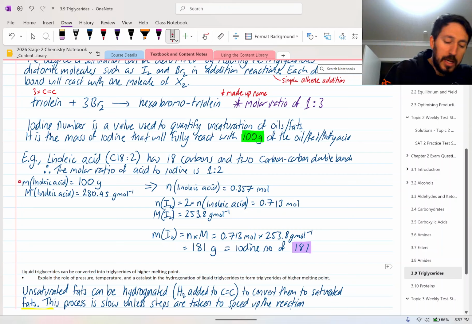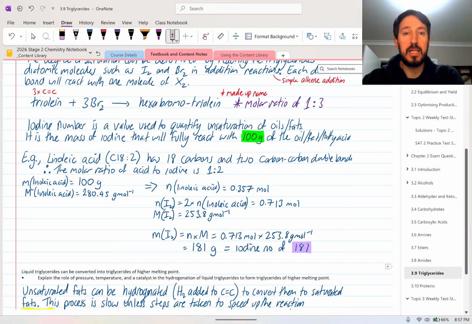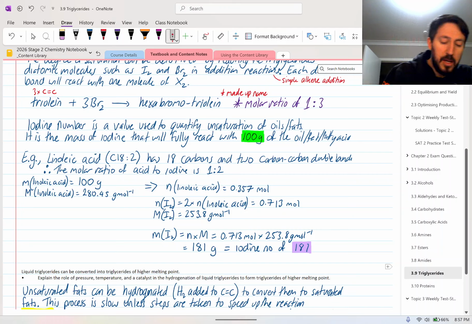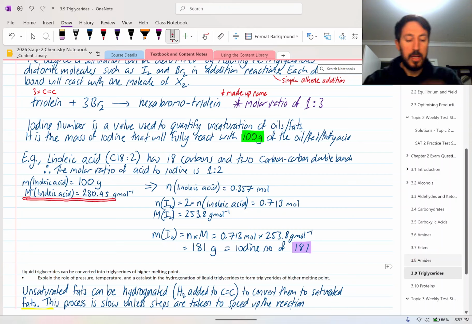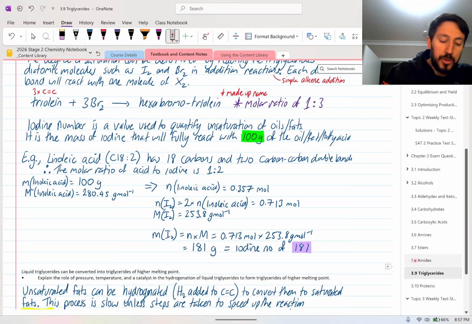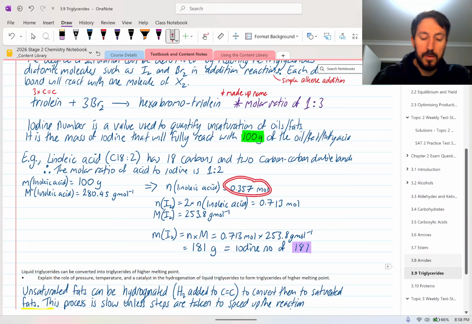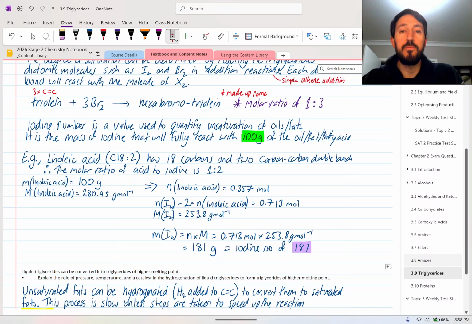So when we look at our calculation, we have the mass of our linoleic acid. Now, when we're trying to calculate the iodine number of that substance, you have to have 100 grams of it. The molar mass of linoleic acid, you can either calculate it from its structure, or you might be given the number. Regardless, it is 280.45. So we can calculate from the mass and the molar mass the number of moles, and for this molecule, it is 0.357 moles.